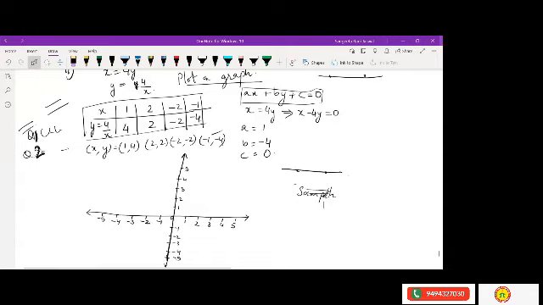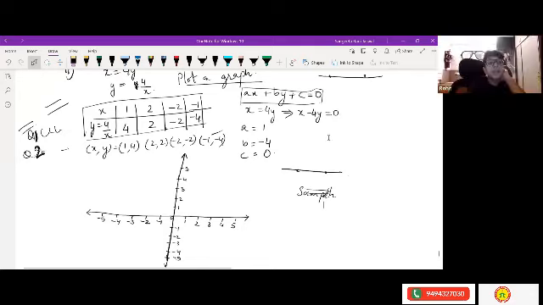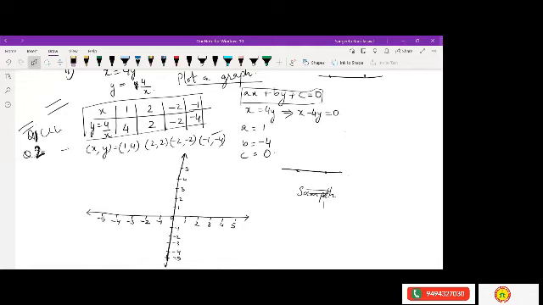Yes, Rohit, you have raised your hand. Ma'am, when I'm joining the dots, I'm getting a trapezium. Okay, never mind. Whatever figure you get, that's not a problem. We just have to plot a graph here.